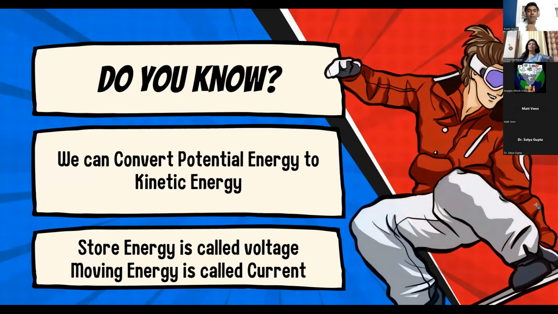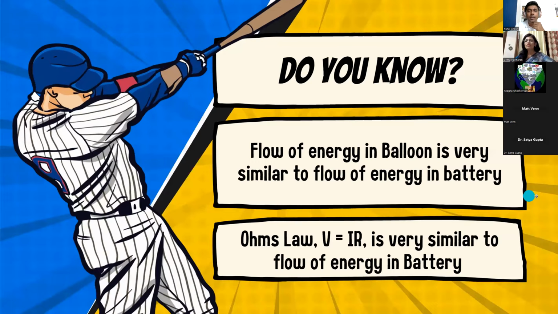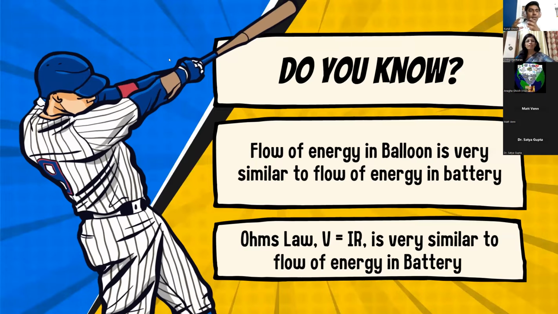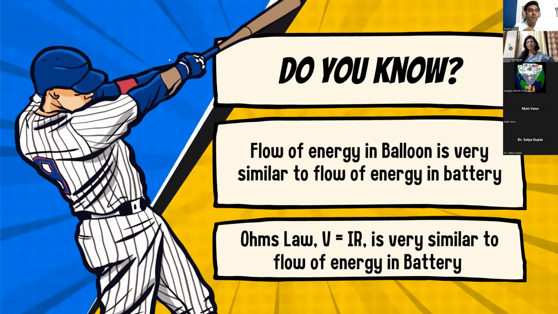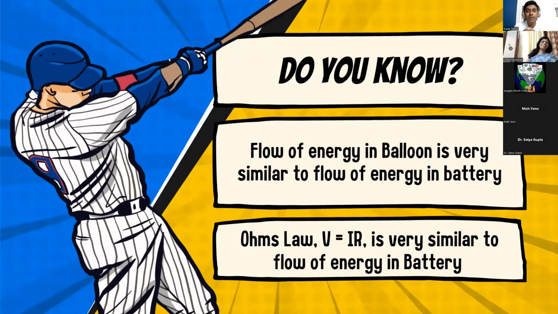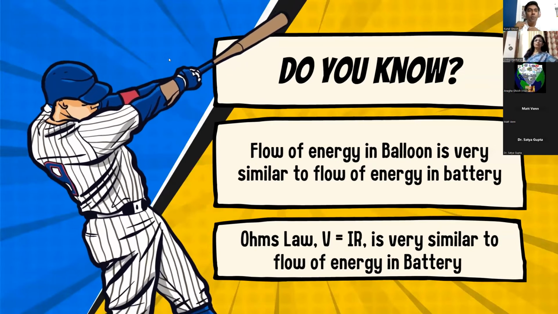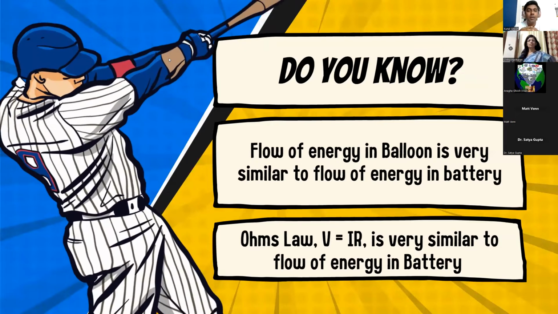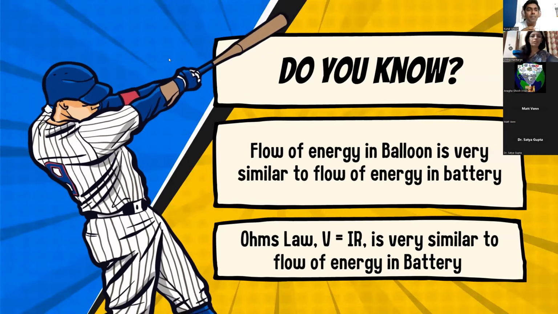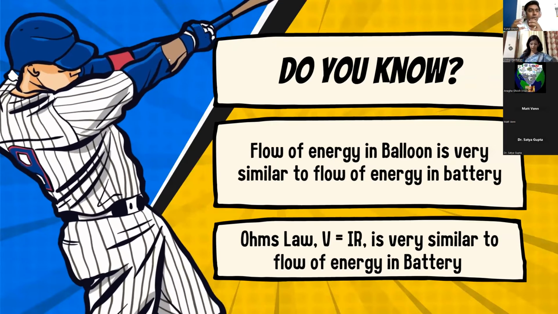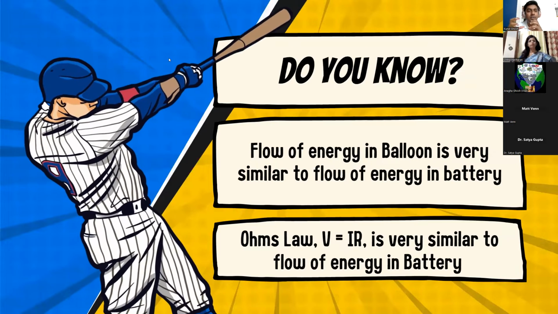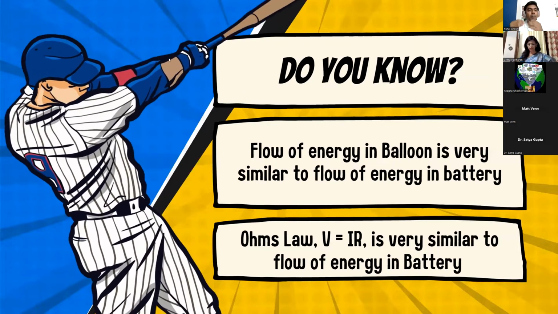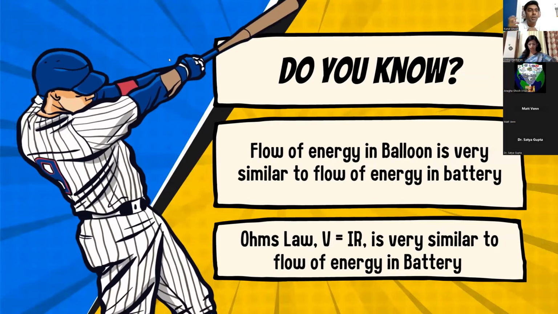Now going a little bit higher. Did you know that the flow of energy in a balloon, which we must have used in birthday parties, is very similar to the flow of energy in a battery? We are going to come up with a concept on how the energy flows, and from that we are also going to derive Ohm's law.